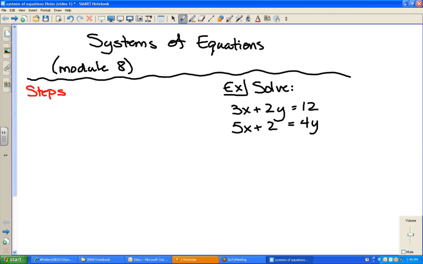So steps. 1. First thing you have to do when you have two sets of equations, so these are individual equations, is line everything up. I don't care what order things are in, but you have to line up the x's with the x's, the y's with the y's, the equal sign with the equal sign, plain numbers with the plain numbers.